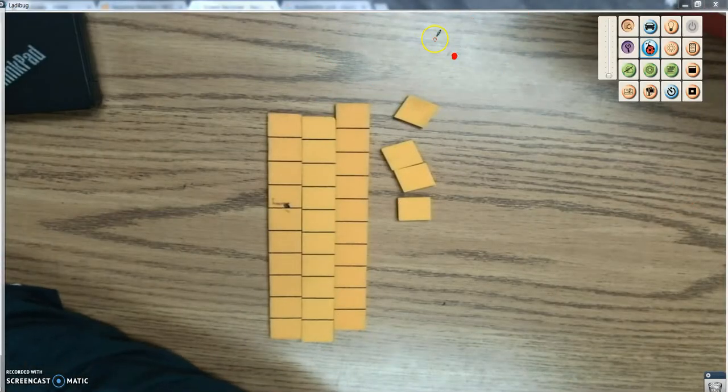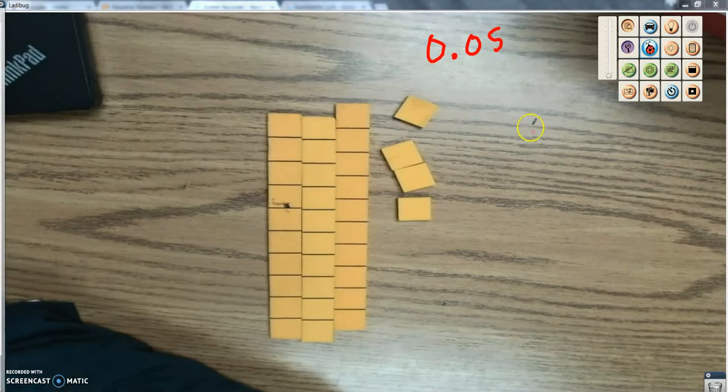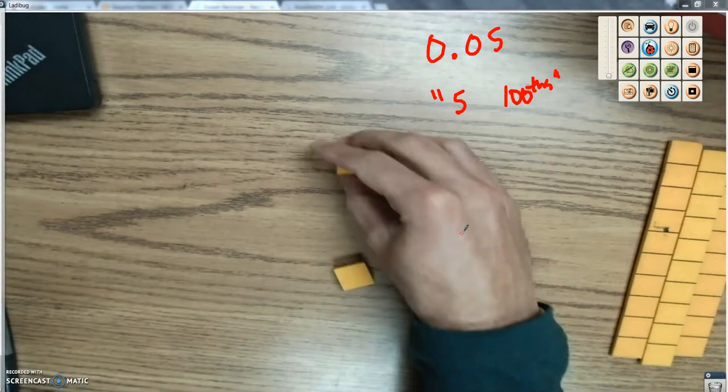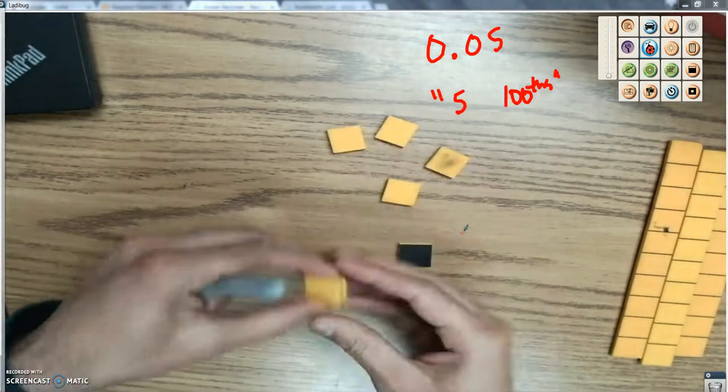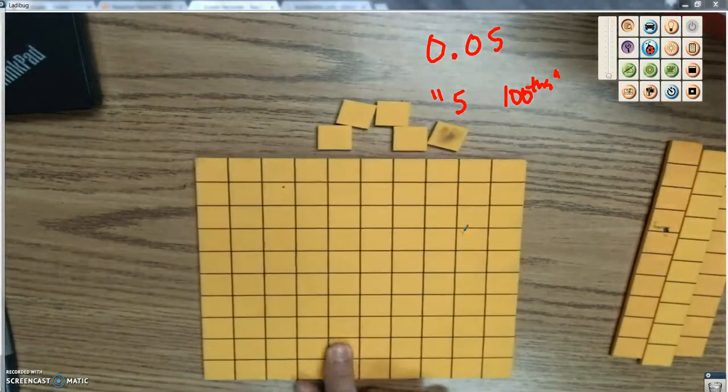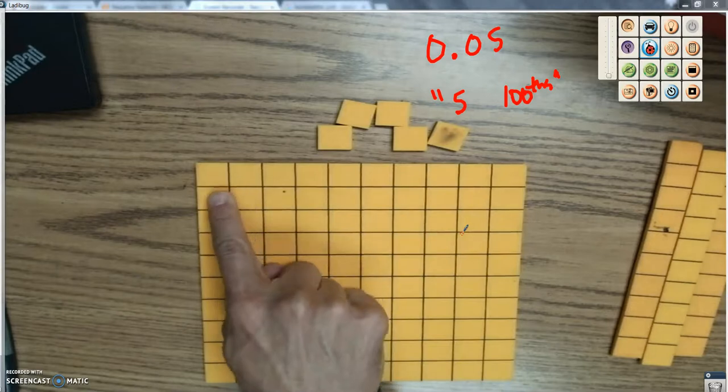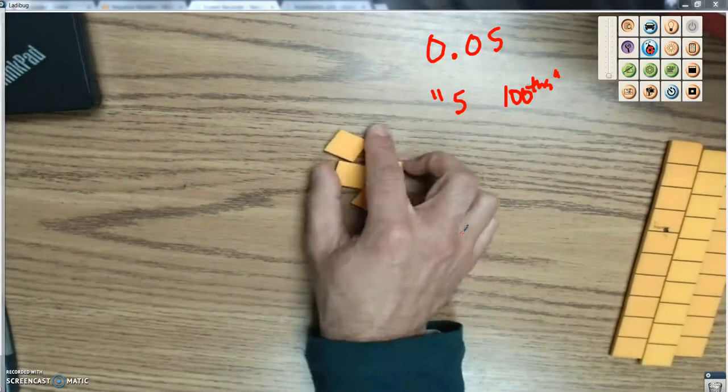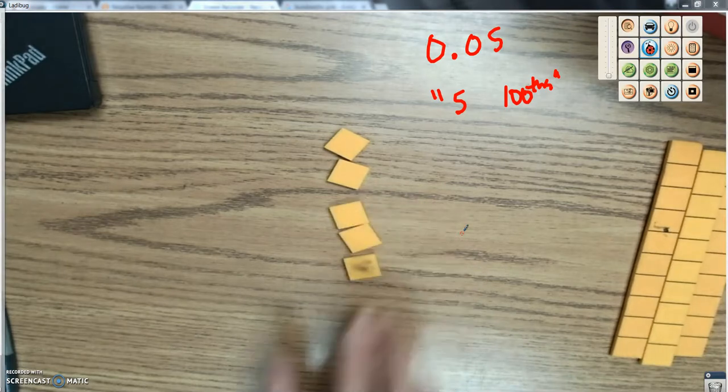So now I'm representing the number 5 hundredths. So, get these out of the way. I say that as 5 hundredths. Right? So hundredths are these guys, the small ones, because there are 100 of those in this big piece, right? So if this is one whole, there are 100 small squares in the whole, and so I would represent 5 hundredths with 5 of those, and that's it.